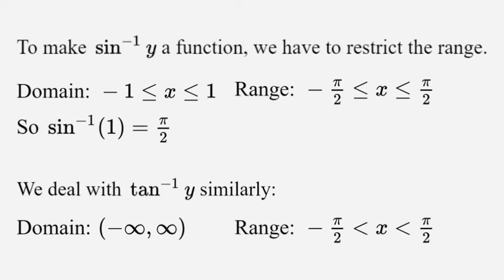Now tangent inverse is a different function, but it presents the same sort of issues of possibly getting more than one output for every input. And we restrict the range of tangent inverse to negative pi over 2 to positive pi over 2, but this time not including the endpoints. Now tangent is a little bit of a different function than sine, and tangent inverse does not have the same restriction on the domain, and tangent inverse has a domain of all real numbers.